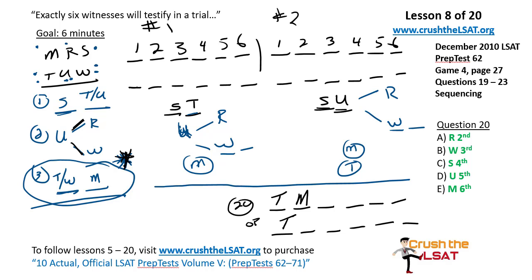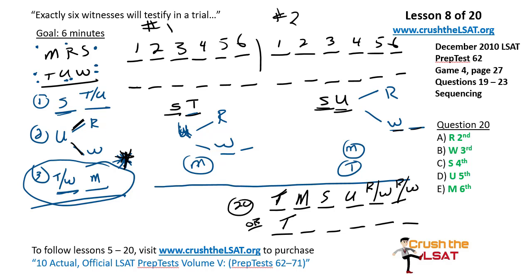So T would be first. I'll write or here. Well, in that case, where would the M go? Take a look at our diagram. M would have to go, we said, after W. So let's fill in the 2 possible arrangements here. So arrangement 1, T followed by M. Then you look above, SU. That SU block is going to have to occupy 3 and 4. And then we're going to have R and W in 5 and 6.